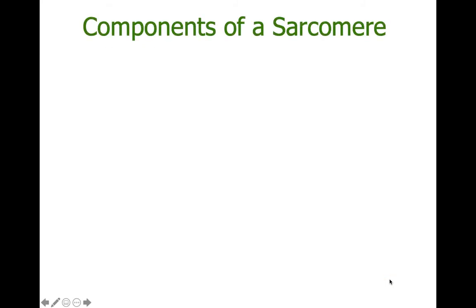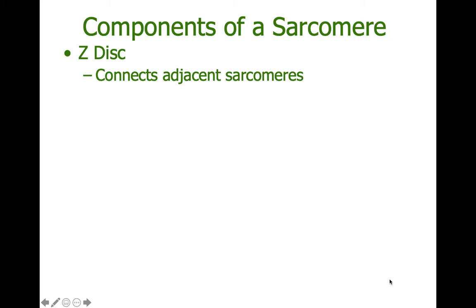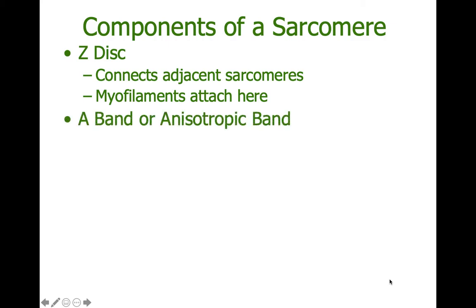So what are we going to find in a sarcomere? What makes up a sarcomere? We have our Z disc. It connects adjacent sarcomeres. Adjacent is next door, so that's the shared wall that we talked about between our lecture halls. Our myofilaments attach here. Both our thick and our thin myofilaments are attached to the Z disc on either end of our sarcomere.